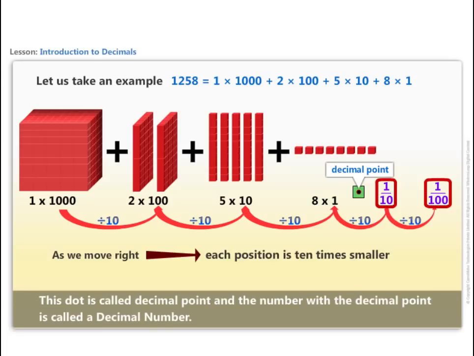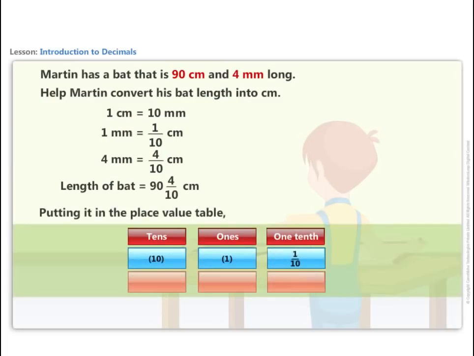Let us now try to represent the length of Martin's bat using decimal notation. Substituting the values in the place value table and using the concept of decimals, we get the length of the bat as 90.4 centimeters.